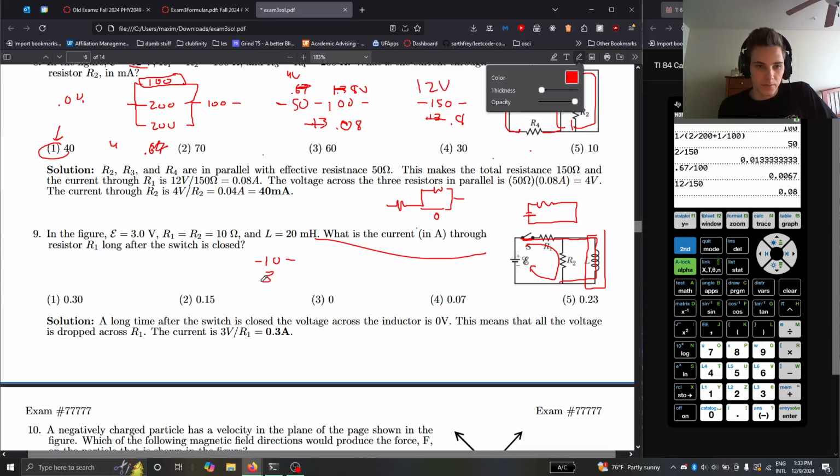And, 3 volts, 10 resistance. It's 3 divided by 10. There you go.